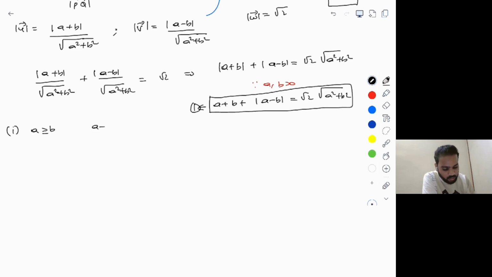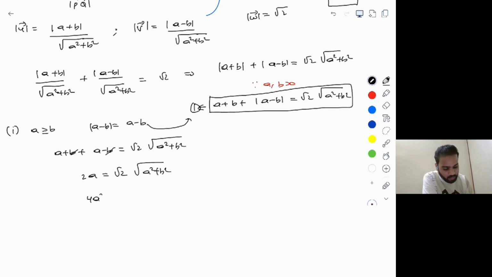If A is greater than or equal to B, I can directly write mod of A minus B is equal to A minus B. So let's put that in equation number 1, from which you get A plus B plus A minus B is equal to square root of 2 into A square plus B square. So if you cancel this out, you'll get 2A is equal to square root of 2 into A square plus B square.